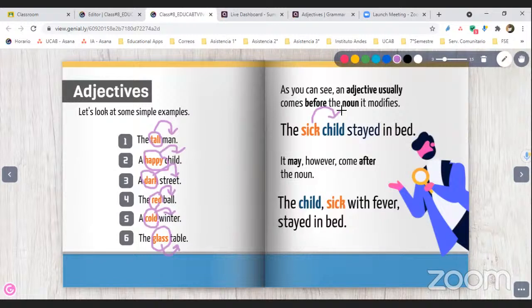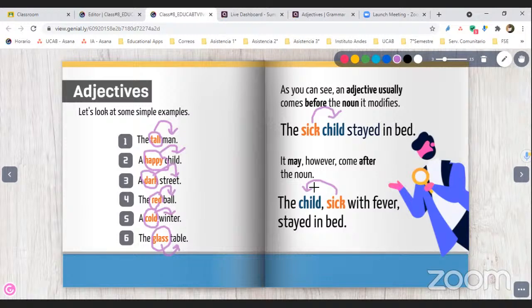But we can have adjectives that are written after the noun. For example, here we can have the child sick with fever stayed in bed. So look that the adjective is now after the noun, and it is telling me more information. Before, I only knew that the child was sick. This is even more complete because it's telling me that he's sick with fever or she is sick with fever, okay? So you can have adjectives before the noun or after the noun. And as you saw in the video, you can have like two patterns, the adjective plus the noun, or you can have the noun plus the adjective, just like you said.